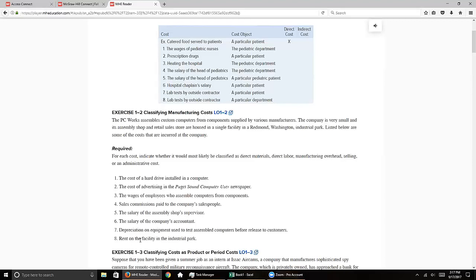So half roughly, or however we'd allocate that, of that cost is associated with production, and that would become part of manufacturing overhead. The other half, if you will, would be a cost of selling because we have our retail sales store in that same facility. It's a cost that's driving sales.